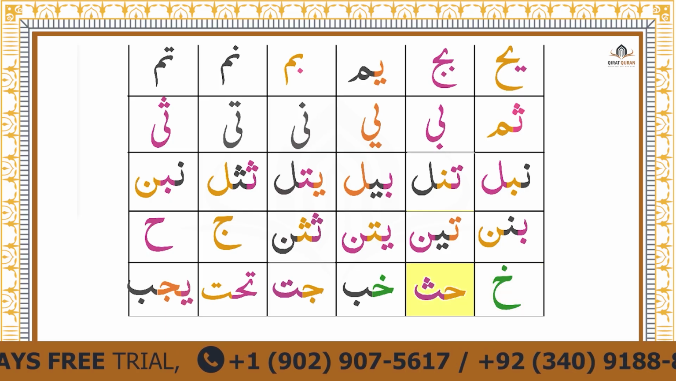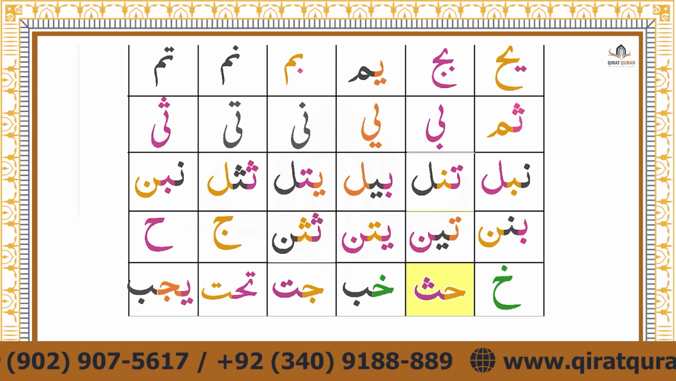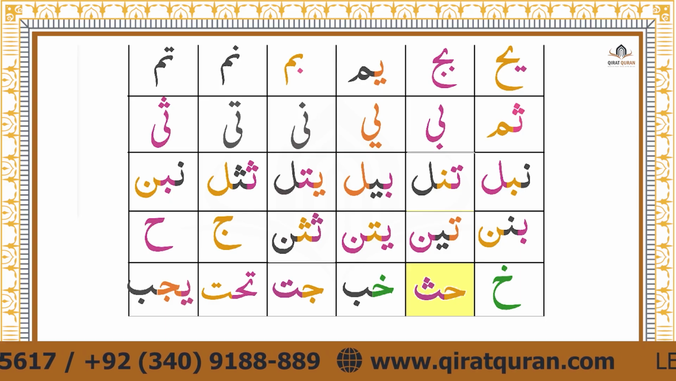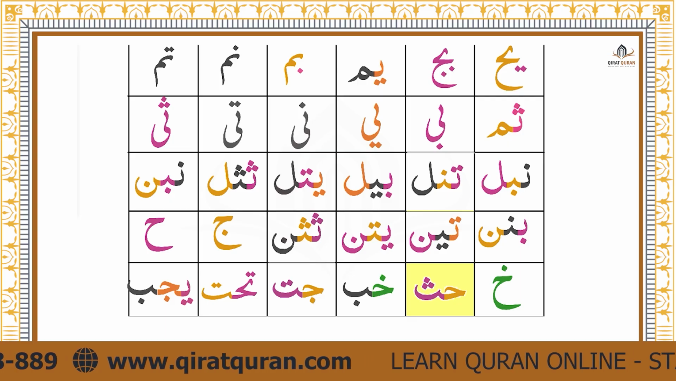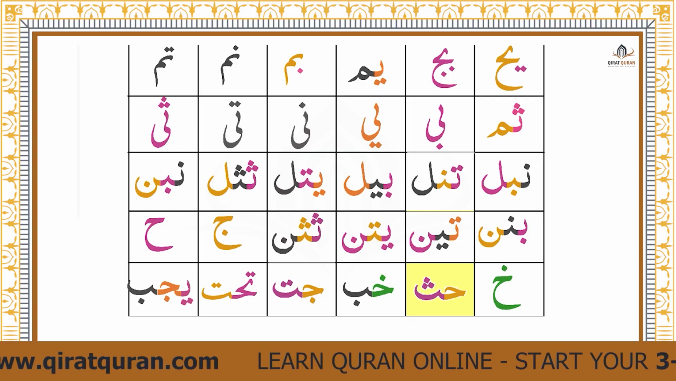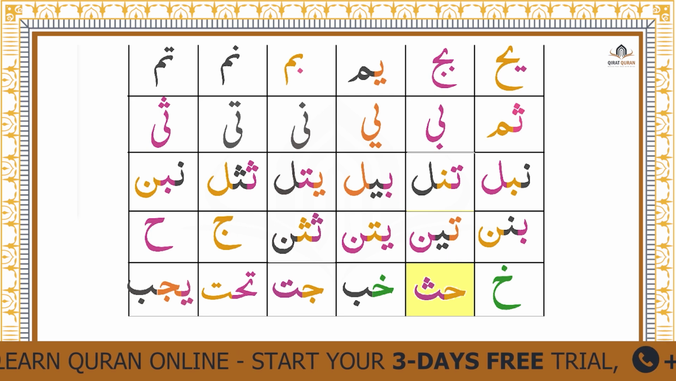Now there are two letters. The first one is ha. We can recognize this ha by its shape. Look at this shape. This is the shape of Jim, ha, and kha. All these three letters have the same shape.